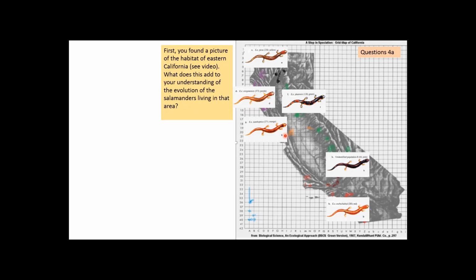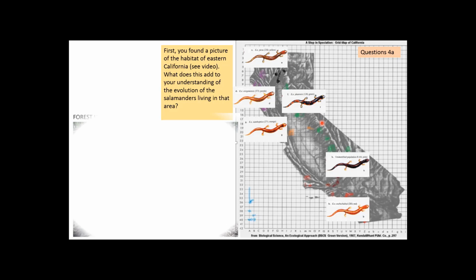So, Eastern California, well, if we think about our coordinate plane, never, ever smoke weed. Okay, so north, east, south, west.